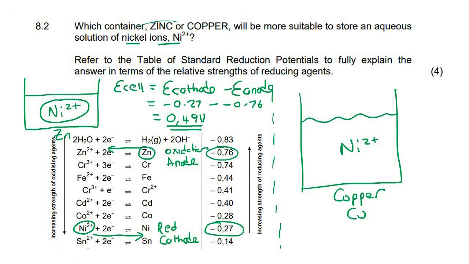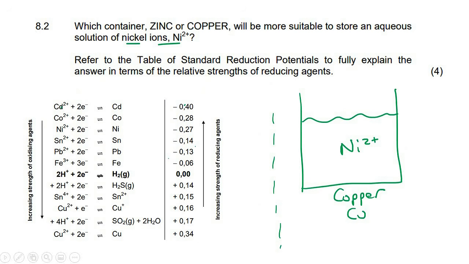If they said show your calculations, then you would use this method. But they asked us to use the relative strengths of reducing agents. I'll show you what to do now, but let's quickly do this one and see how it would have worked. Okay, so I replaced the table, so we've now got nickel 2+ with this one. Let's circle that. And then we've got pure copper.